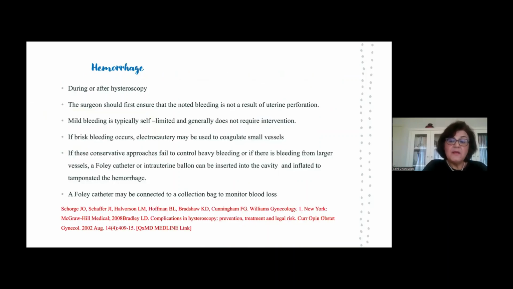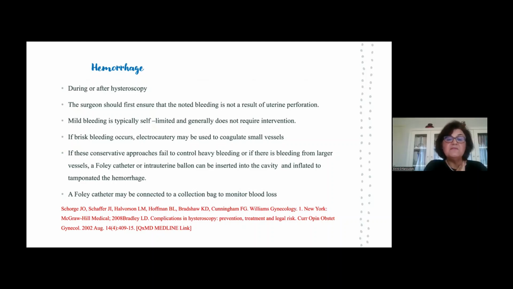Hemorrhage during and after hysteroscopy. The surgeon should first ensure that the noted bleeding is not a result of uterine perforation. Mild bleeding is typically self-limited and generally does not require intervention. If brisk bleeding occurs, electrocautery may be used to coagulate small vessels.